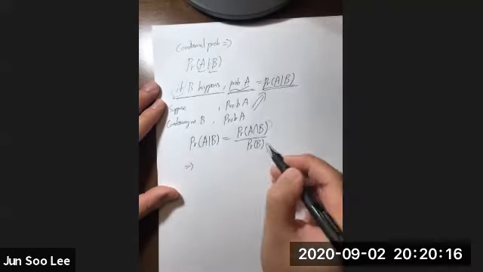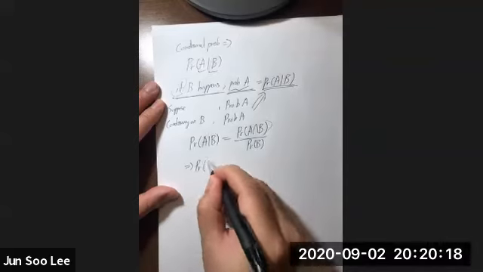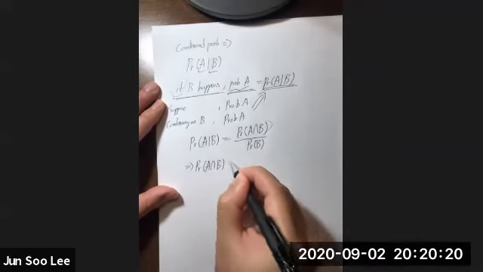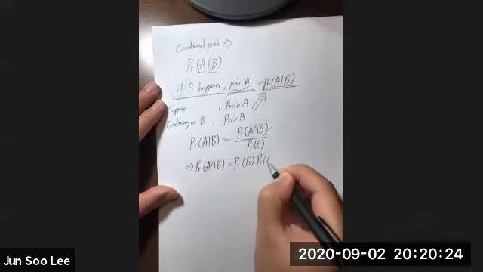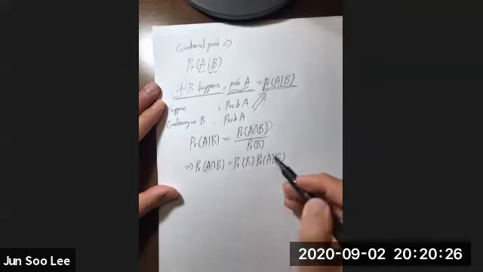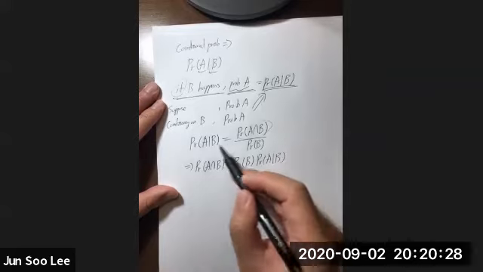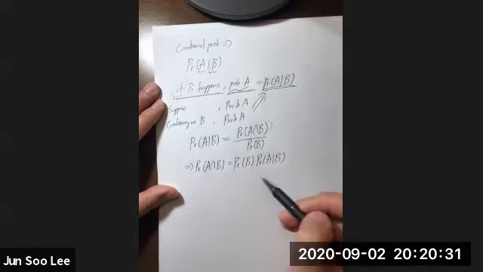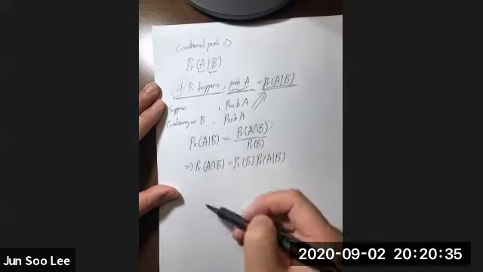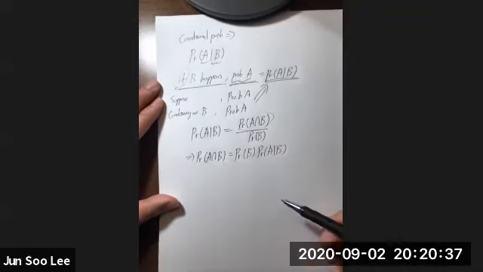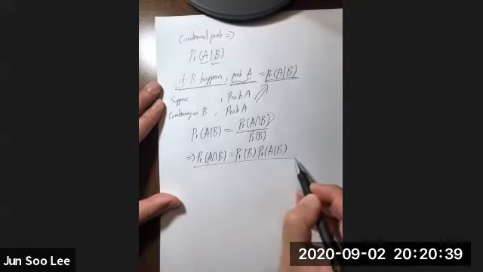And if we are interested in this, the probability of A intersection B equals the probability of B times the probability of A given B, right? I just multiplied the probability of B on both sides, and this is the formula. Basically, this formula is the same as this one. I just did a little bit of algebra, right? So these are the ideas.